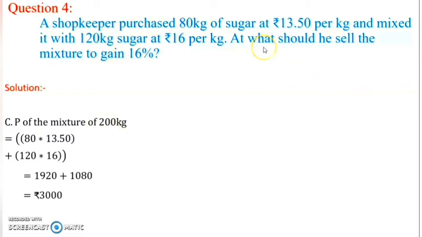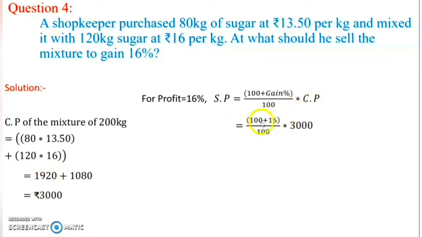Now we are asked to find the selling price. It's very simple as we have done in the previous questions. Here we know the cost price and we know that we have to gain a profit of 16%. So we can directly use the formula for selling price, which says selling price is equal to 100 plus gain percent upon 100 into cost price. So cost price will be rupees 3000. 100 plus 16 upon 100 into 3000, which is the same as 116 upon 100 into 3000, which gives you rupees 3480 for the full mixture, that is the 200 kg mixture.